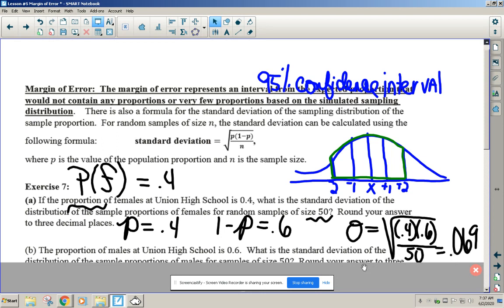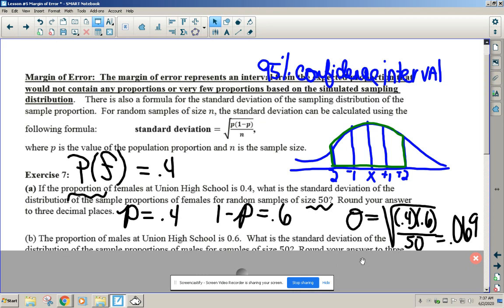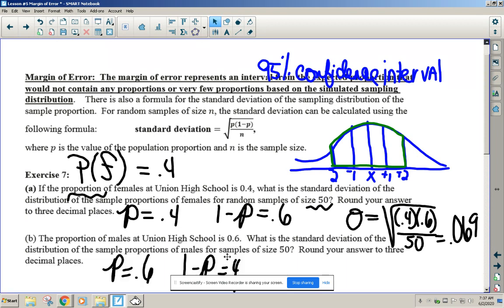0.069. So now if I wanted, okay, they didn't ask me that yet, so let's not go too fast. So now if I say the proportion of males is 0.6, what would this standard deviation be? Well, again, you're either male or you're not male, 0.4, and you actually get the same standard deviation. So right now, this one was just all about practicing the standard deviation.